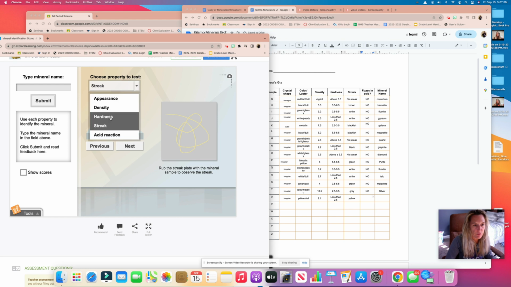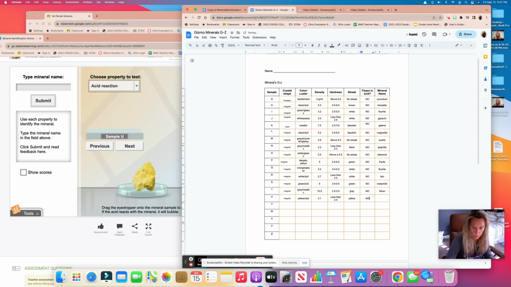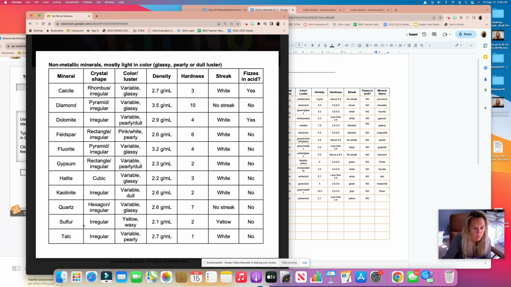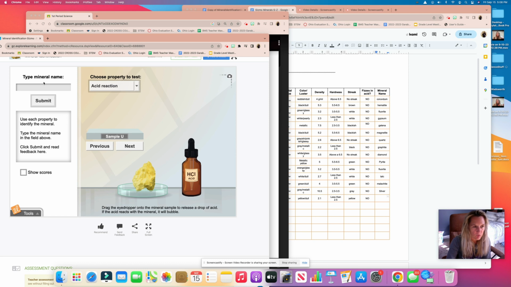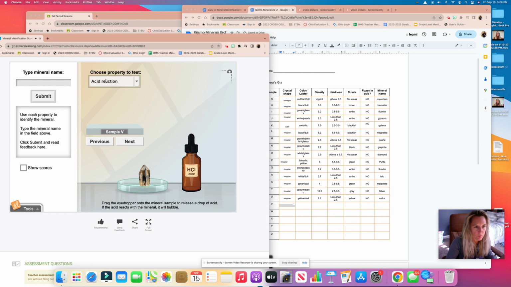And let's see if it fizzes with acid. No, it does not. All right, let's check our sheet. So we want 2.1 density. Nothing on the first page. Only one that has that density is sulfur. See if the other matches up. It does streak yellow, doesn't react. It's yellow and waxy and irregular. So let's try it. And we are correct. All right, let's go to the next one.